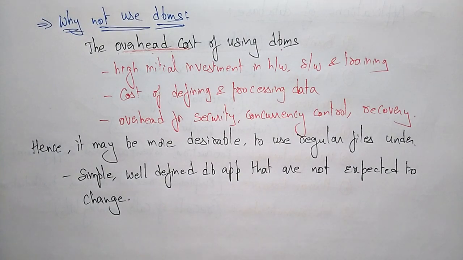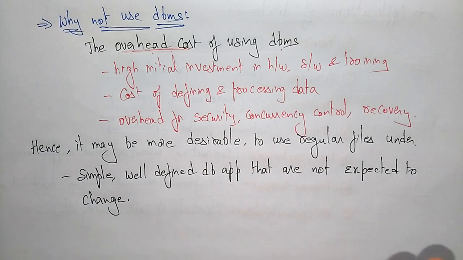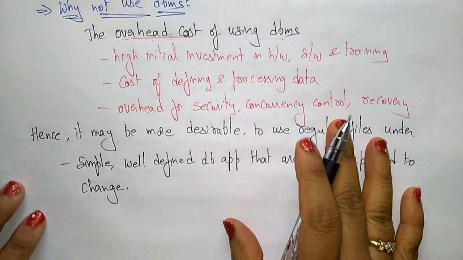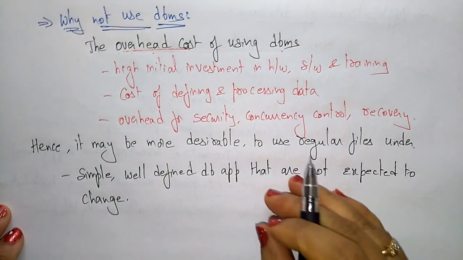If you want to store some constant data, rather than going for a database, it's better to store that data in files. If the data is constant and not expected to change, it's better to go for files rather than a database management system. Some overhead cost may be reduced.